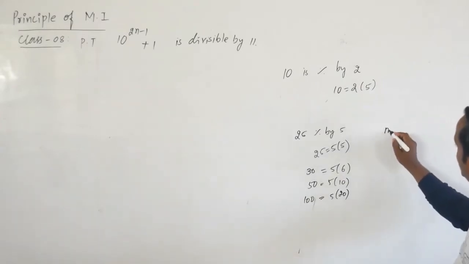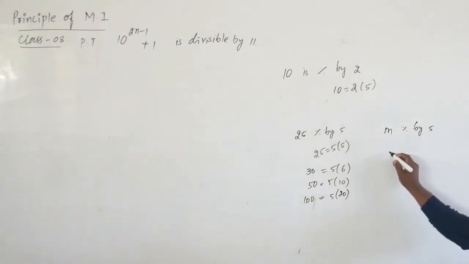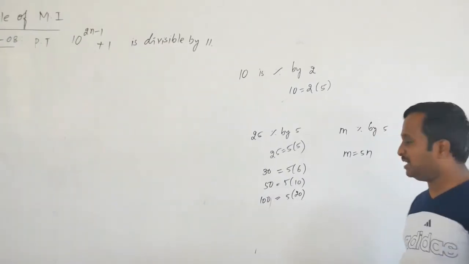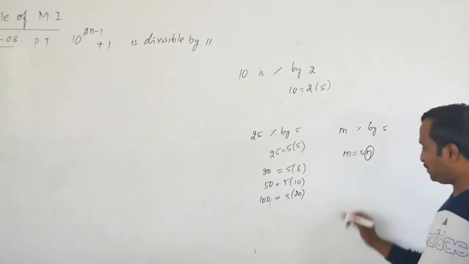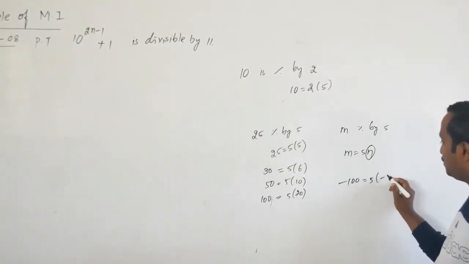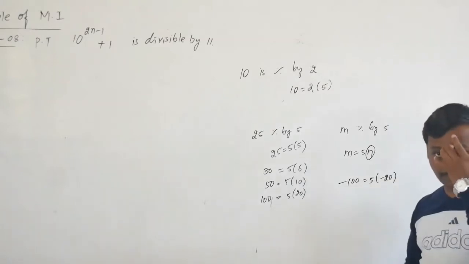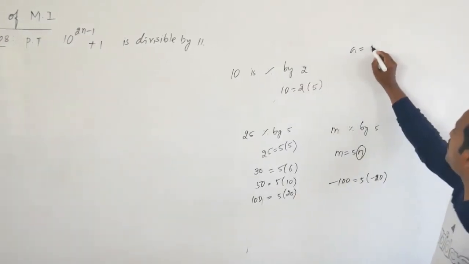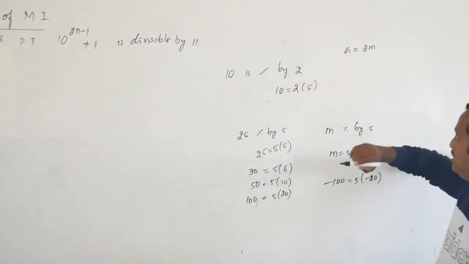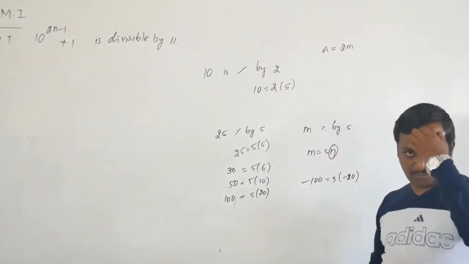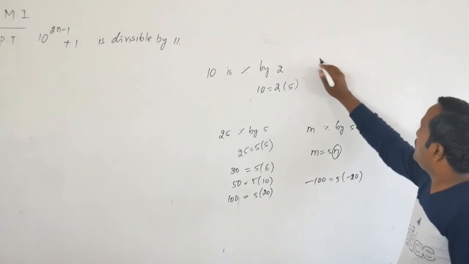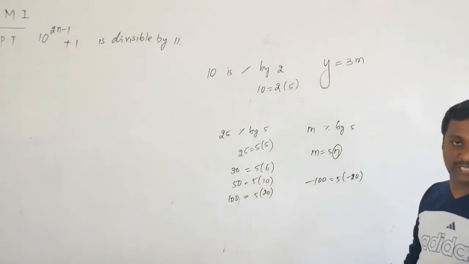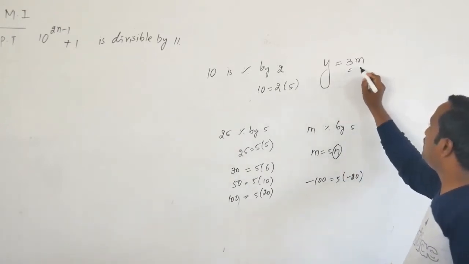Like this, if m is divisible by 5, you can write m is equal to 5 into n, or 5 into k, anything. n is nothing but some integer. So if it is minus 100, then 5 into minus 20, like this. If a number a is divisible by 2, then 2 into some number, a is equal to 2 into m. If a number y is divisible by 3, then 3 into some integer, y is equal to 3m.